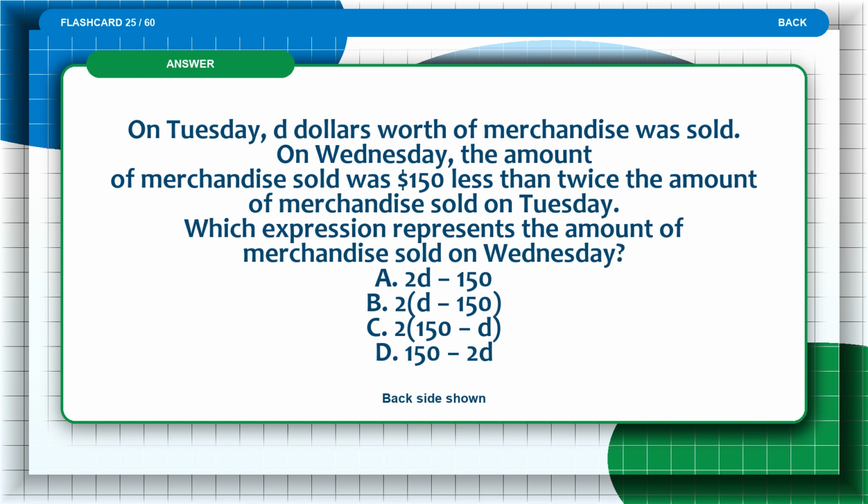The answer is, on Tuesday, $D worth of merchandise was sold. On Wednesday, the amount of merchandise sold was $150 less than twice the amount of merchandise sold on Tuesday. Which expression represents the amount of merchandise sold on Wednesday? A: 2D minus 150, B: 2D plus 150, C: 2(150 minus D), D: 150 minus 2D.